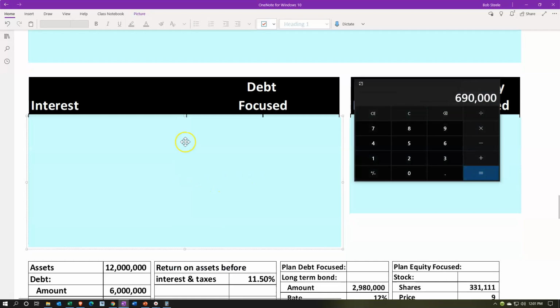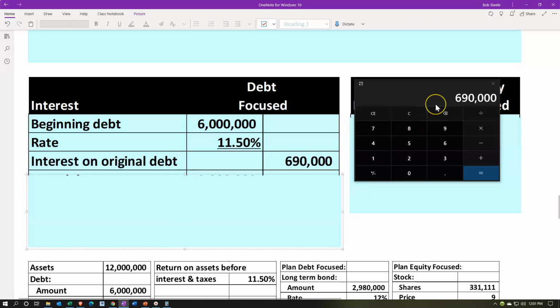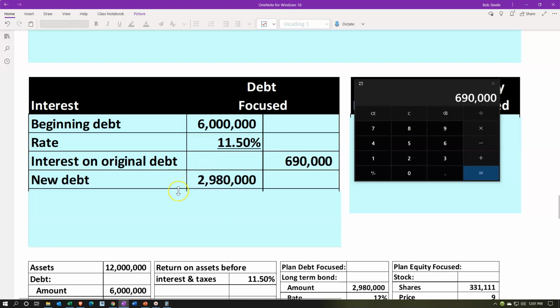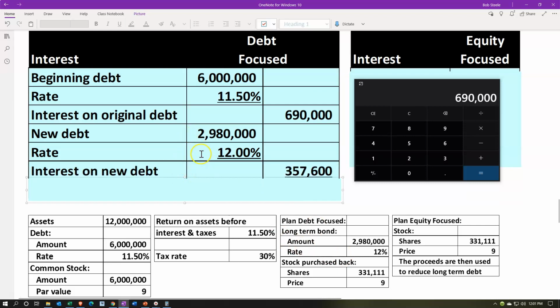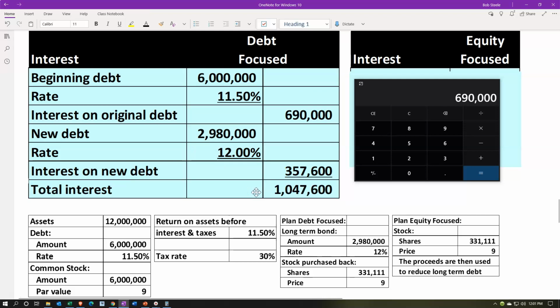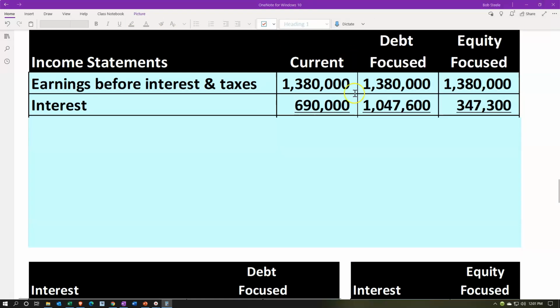So let's go down to our worksheet below and work this out. I'm going to say the beginning debt was that 6 million. The interest rate was 11.5, which gives us our same 690,000. Now we have more debt, the 2,980,000 that we're adding, at a rate of 12% interest. If we multiply them out, that gives us total interest of 357,600. So 357,600 plus the original interest of 690,000 gives us 1,047,600 in interest for the debt plan.